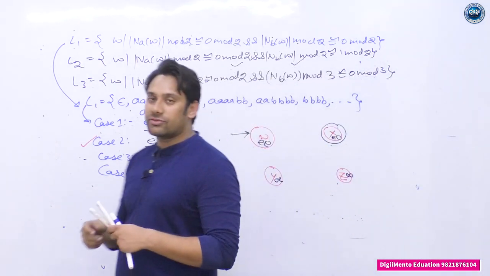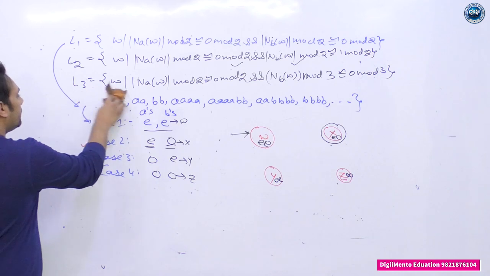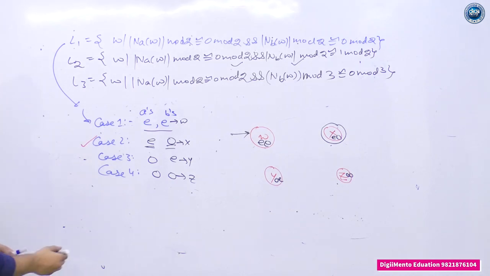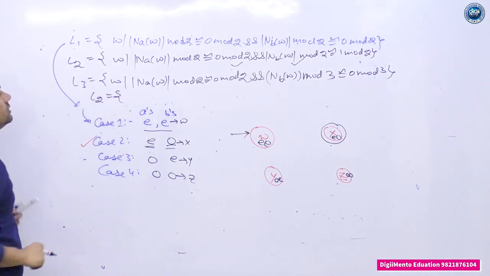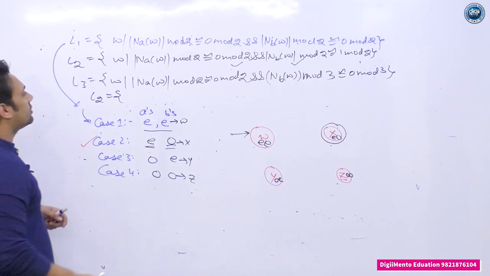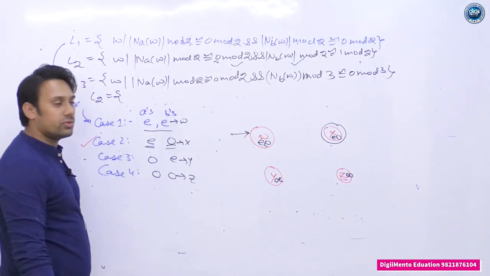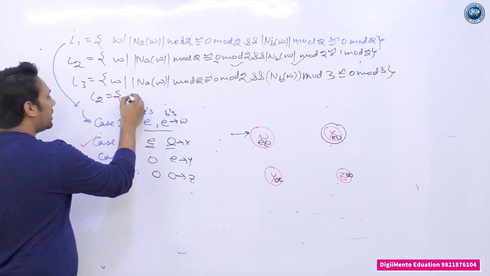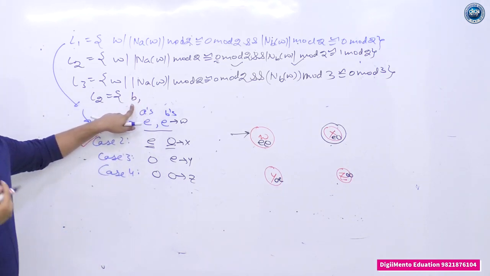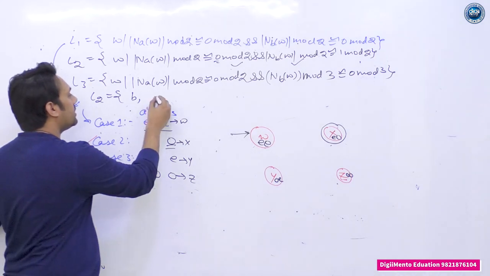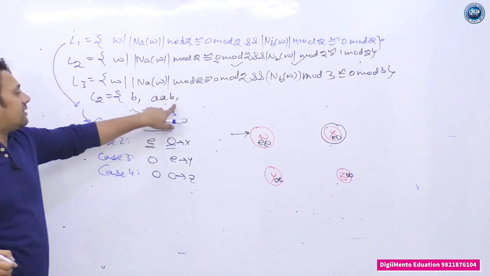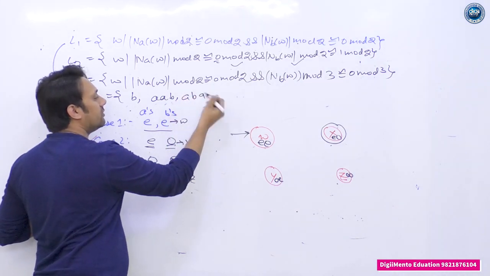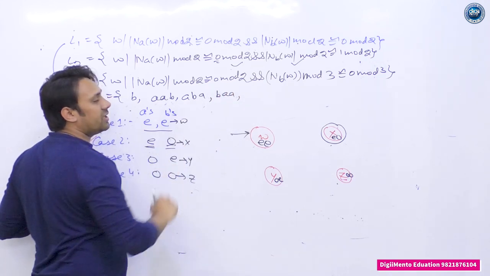So first of all, let us understand what are the strings present in L2. L2 ke the strings kya kya hongi? What are the strings that can be there in L2? L2 ke case mein kya kya strings hongi? In the language L2, we can have number of A's as 0, but number of B's should always be odd. So we can have a single B, because number of A's are 0 here, we have one B. We can have AAB, so number of A's are even, number of B's are odd. We can have ABA, number of A's are even, number of B are odd. We can have BAA, number of A's are even, number of B is odd.